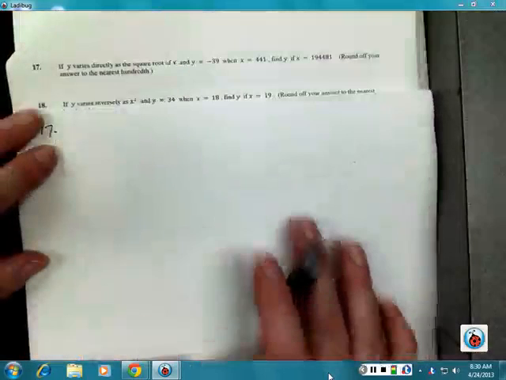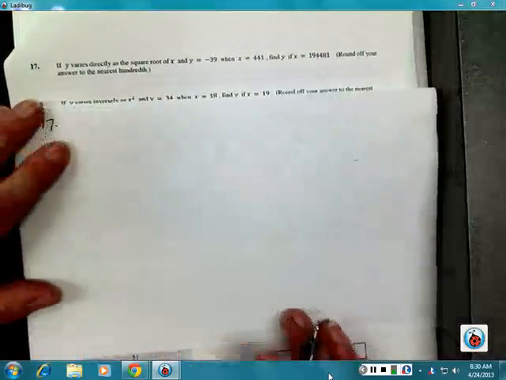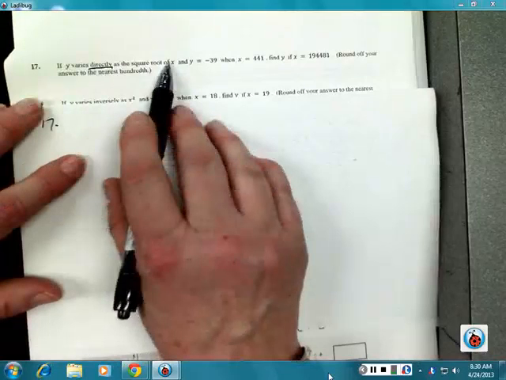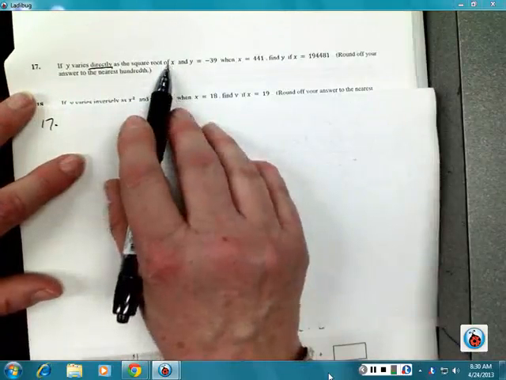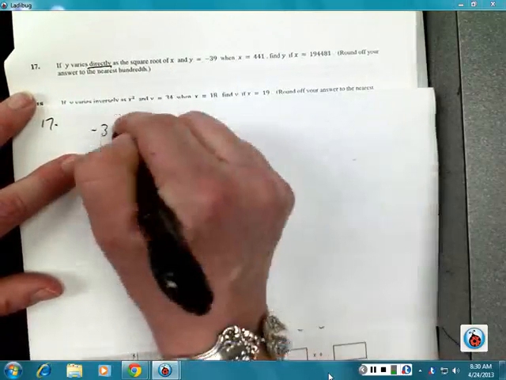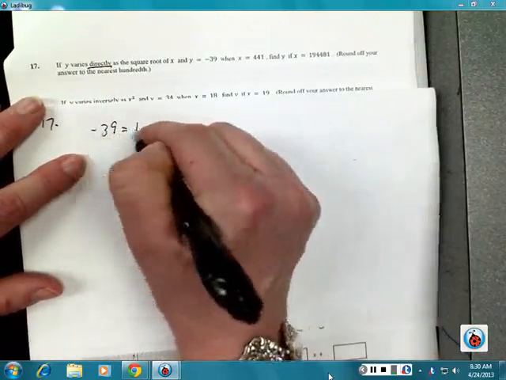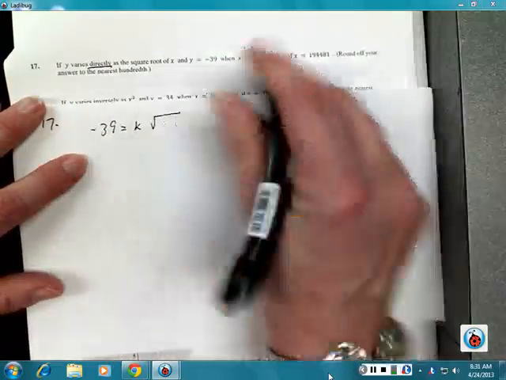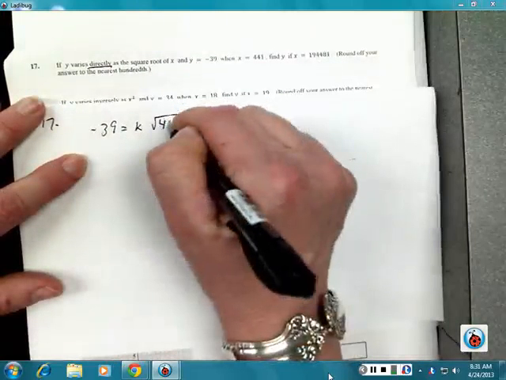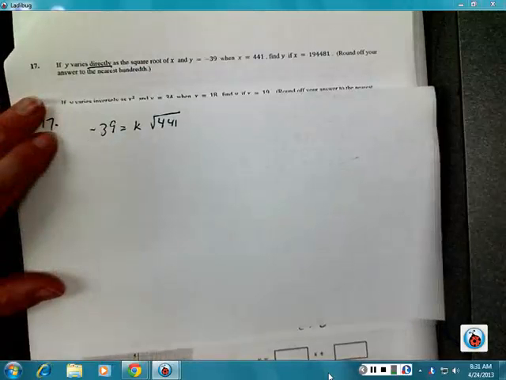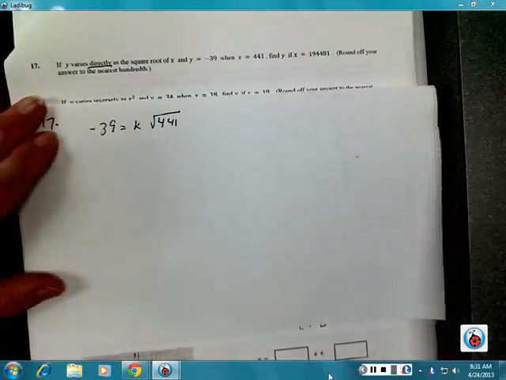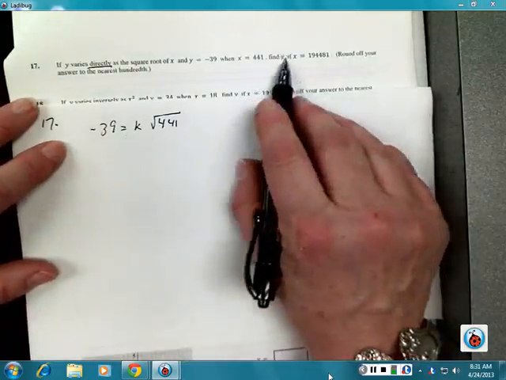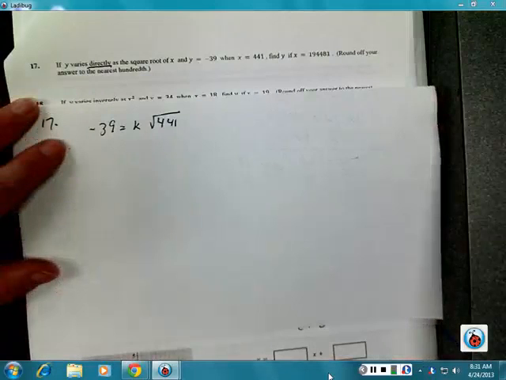So 17, it says y varies directly. So once again, we have a directly, as the square root of x. So y is a negative 39 equals k times the square root of x, and so first we got to find our k, and then we got to put this back in. It says find y if x equals this, and round off your answers to the nearest hundredth.